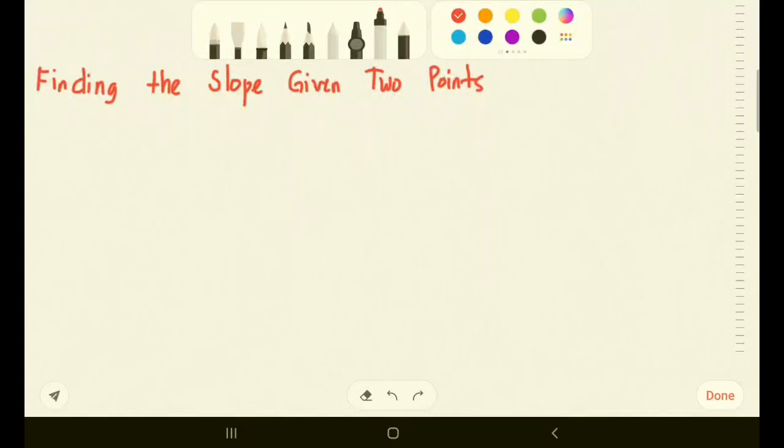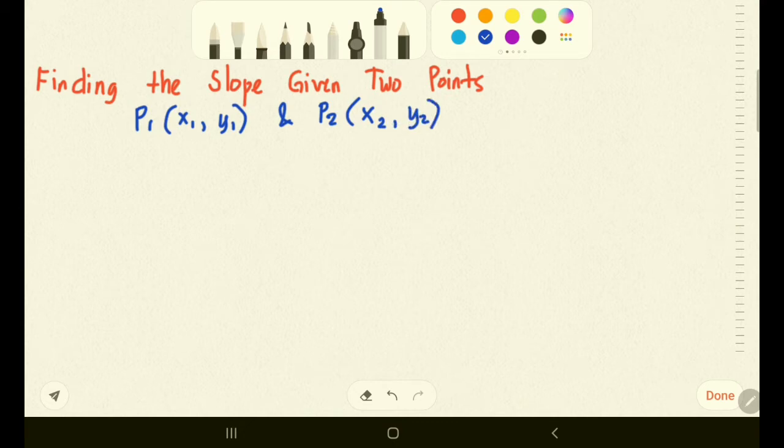Okay, last time we already learned how to find the slope given the linear equation. Now, you're going to find the slope given 2 points. For example, you have your point 1, which is x sub 1 and y sub 1, and you have your point 2, x sub 2, y sub 2. To get the slope, we need to use the slope formula, which is m equals y sub 2 minus y sub 1 over x sub 2 minus x sub 1.